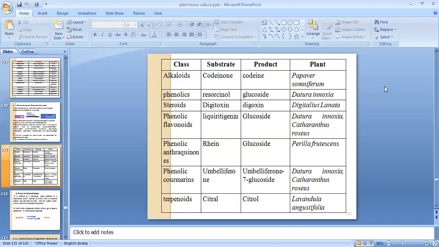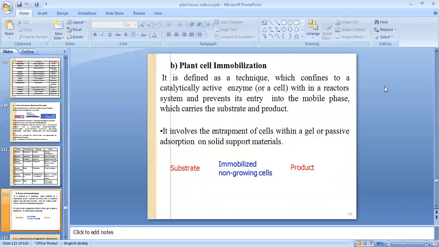Two other examples are also given, coumarins and terpenoids, where the substrate is converted into product by a single step in a specific plant species. The next one is plant cell immobilization. Before going into the applications, first you should know what we mean by cell immobilization. Already I just told you about cell immobilization.